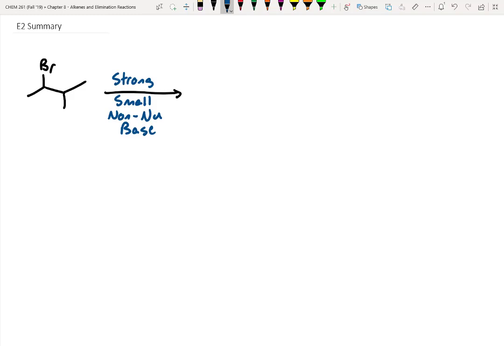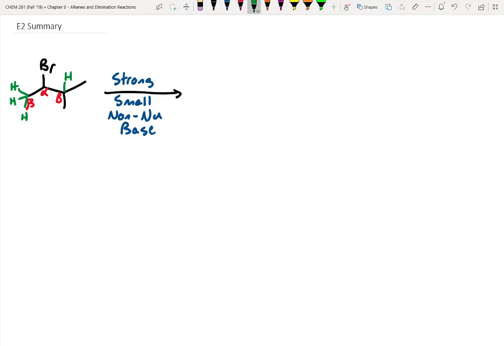We've got a few things we need to consider. First thing is the location of our beta protons. We know the alpha positions here, got beta position here and here. So we've got some beta protons coming off this position, and we also have another beta proton coming off this position. So if I treat this with a strong nucleophilic base, how many products do you think I will get out? Show me with your fingers. Seeing a lot of twos.